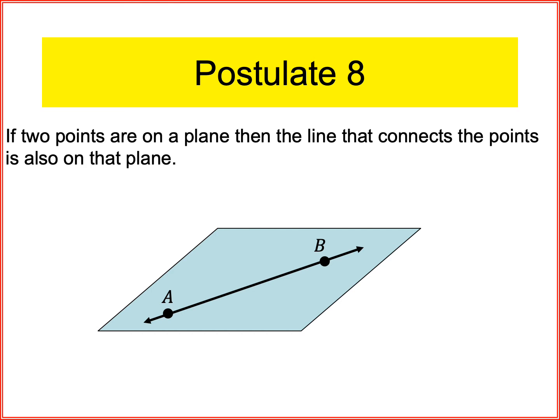If it wasn't on the plane, then that line would have to curve up or down, above the plane, and then come back to B. You couldn't have a straight line that connects A and B if A and B are on the plane. You couldn't have a curved line that connects A and B because then that line wouldn't be on it. But if A and B are on the plane, then only one line connects the two, and that line is on the plane.